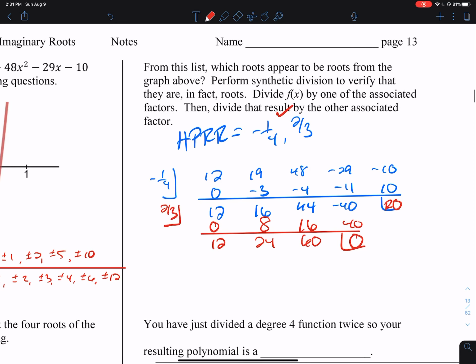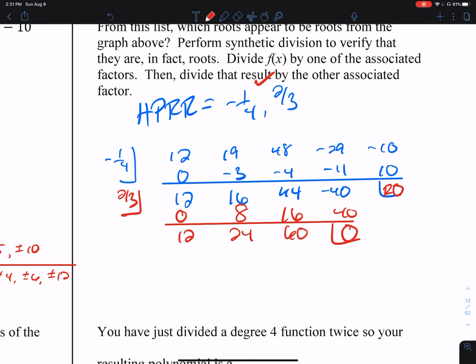So here's what we know. This function's name was f of x. Since negative 1/4 is a 0, x plus 1/4 is a factor. This is the factor theorem. Since 2/3 is a 0, x minus 2/3 is a factor. And now we're left with this quadratic, which is 12x squared plus 24x plus 60.